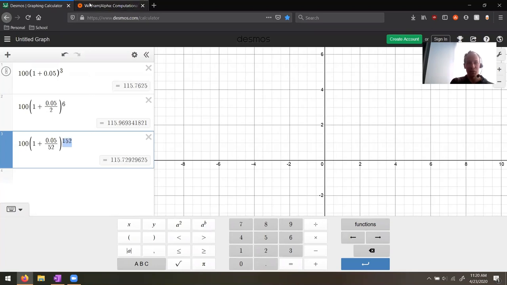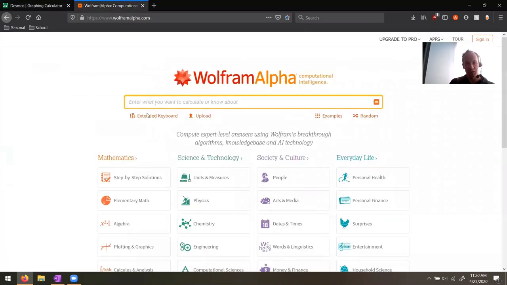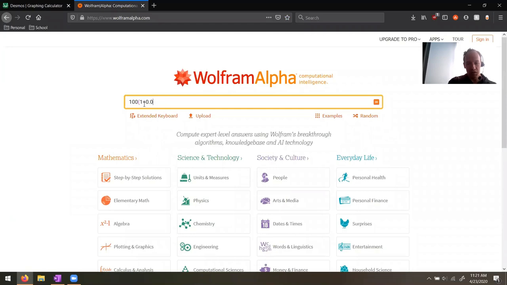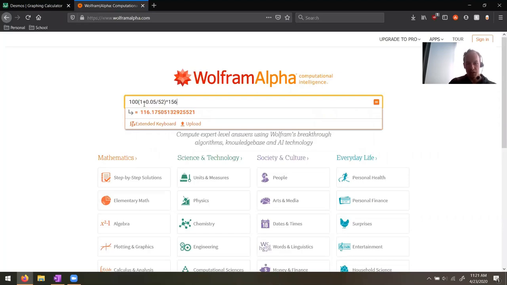So I'm just going to go over here. I'm going to use a better calculator, Wolfram Alpha. 100 times 1 plus 0.05 divided by 52, and then I'm going to raise that to the power of 156. And now Wolfram Alpha gives me a better number. I don't know why Desmos has that programming problem, but Wolfram Alpha definitely doesn't.